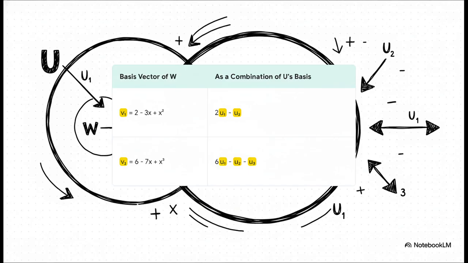And check this out. It works. It's actually pretty clean when you look at it. The first basis vector of W is just 2 times U's first guy minus U's second. And the second one is a simple combination too. This is our aha moment. Since both of W's basis vectors are clearly in U, we've just proved that all of W is contained in U.